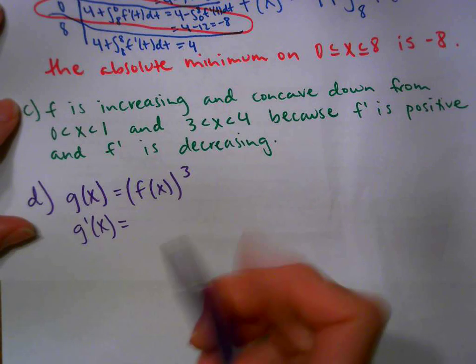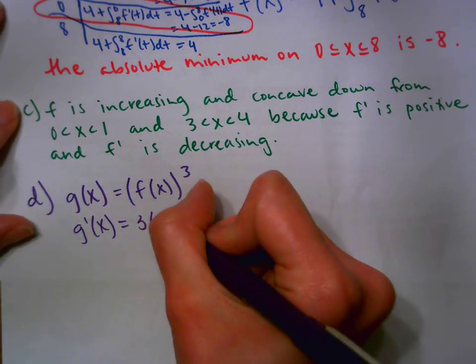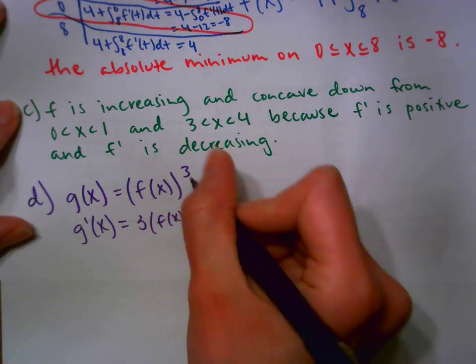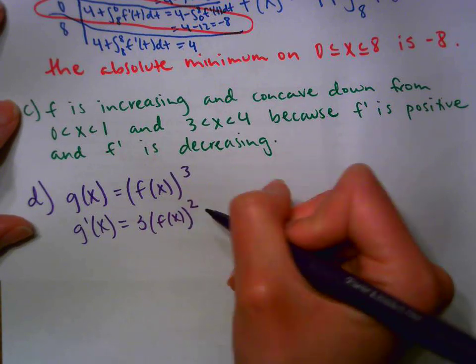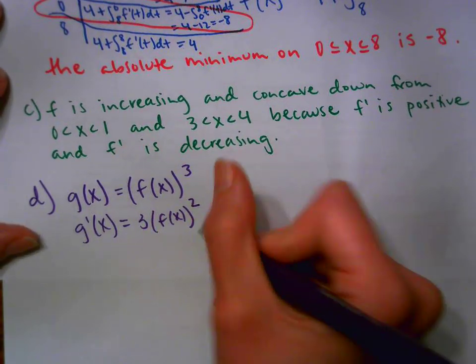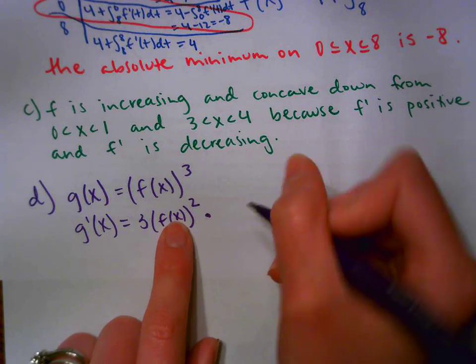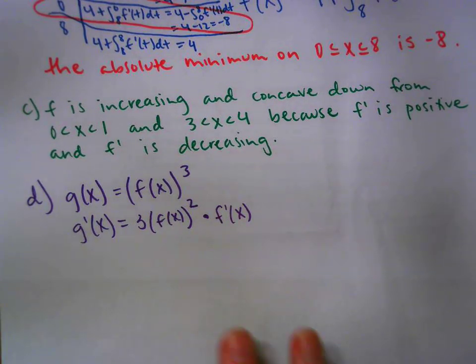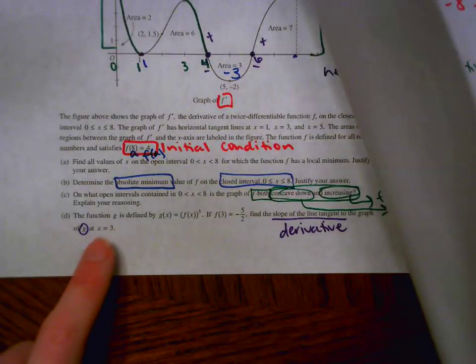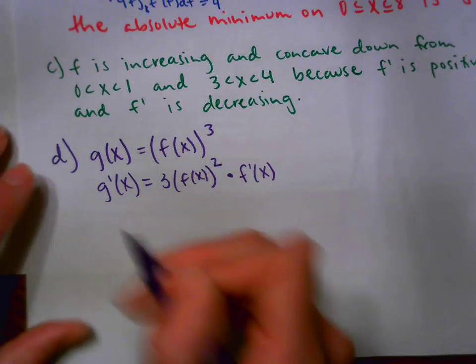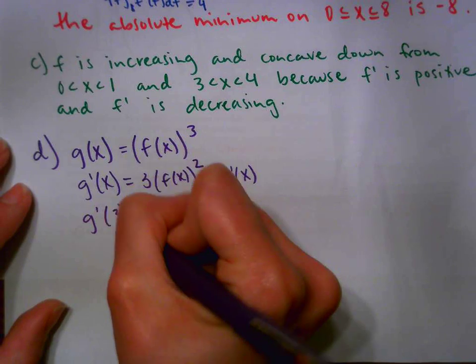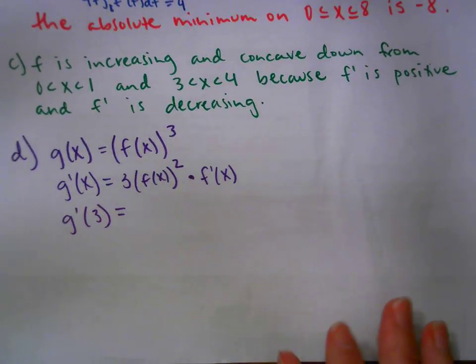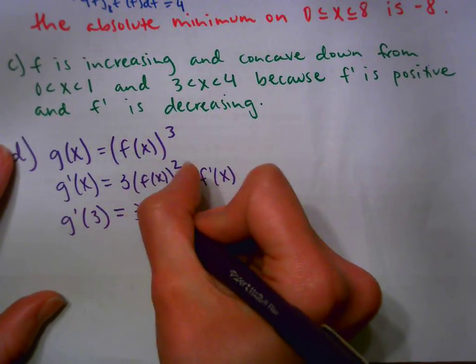So we're going to bring the 3 to the front, keep the inside the same, and then it would become a 2, subtract 1, and then you do times the derivative of the inside, which would be f prime of x. And now we want to know the slope of the tangent line at 3, so that means we're finding g prime of 3. And we just evaluate this.